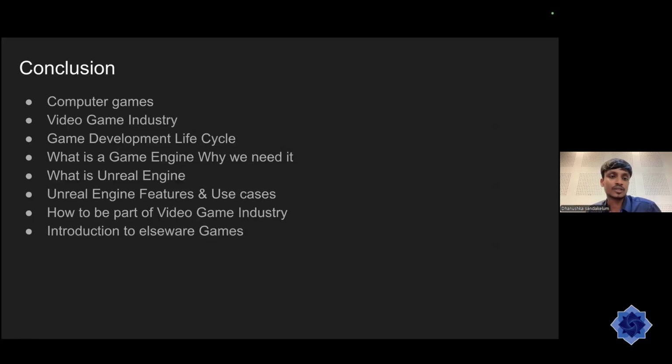Anyway, at the conclusion, what have we covered? We have covered what computer games are about. We have seen what the game industry is and how they generate revenue, and some brief understanding about the computer game development life cycle. And if you are interested in computer game development, you can start by using game engines like Unreal Engine. And if you're going to use Unreal Engine, what the features and use cases are. And ultimately, if you'd like to be a part of the video game industry, how you can do that. And finally, I did a small introduction about LCR games.